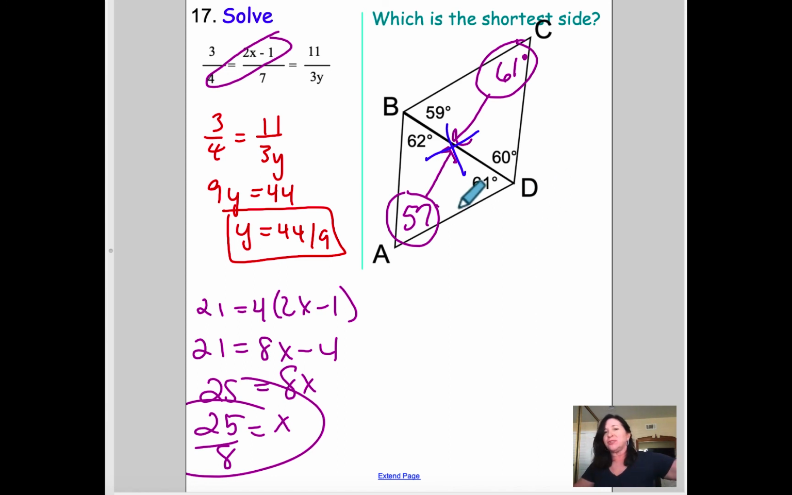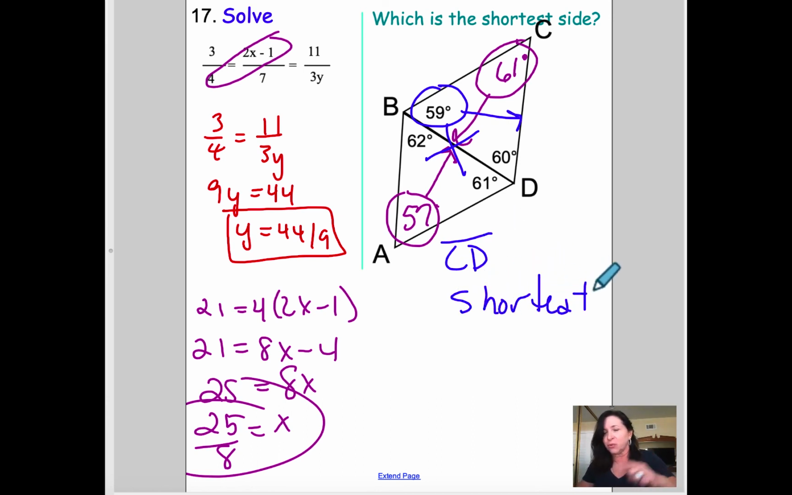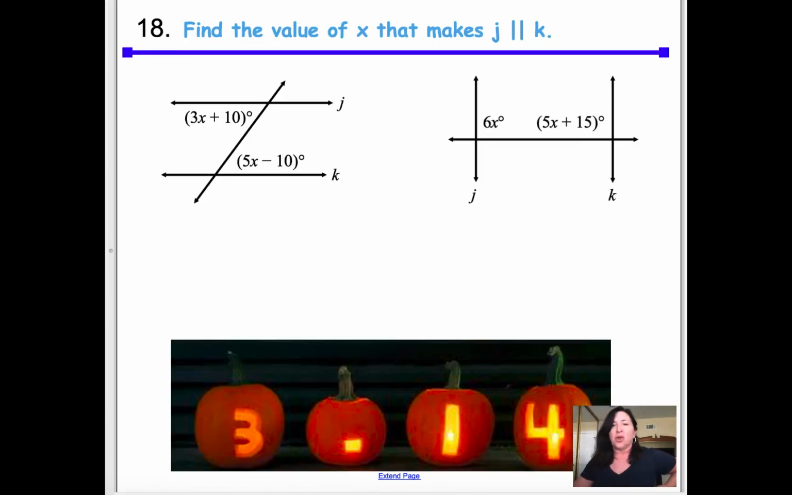And then we go to the next smallest angle, which is 59, which then means that CD would be my shortest side. Okay, so that is really important, you guys. Okay, so wrapping up almost.